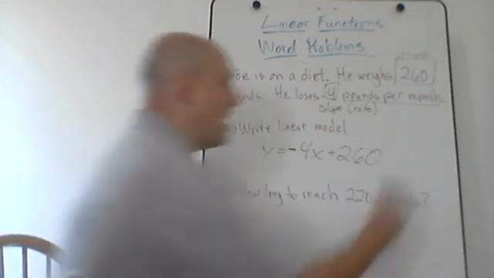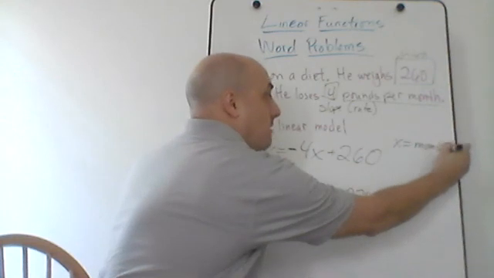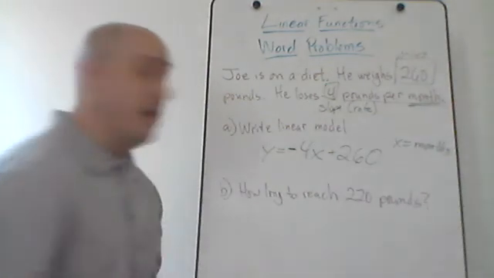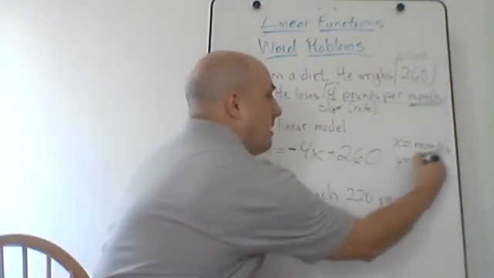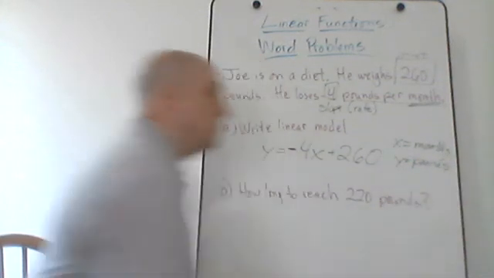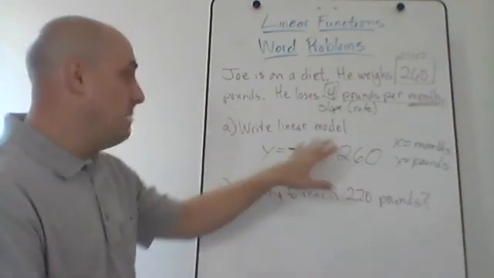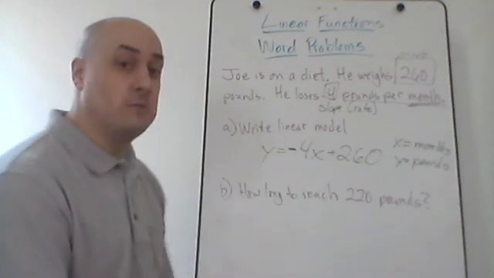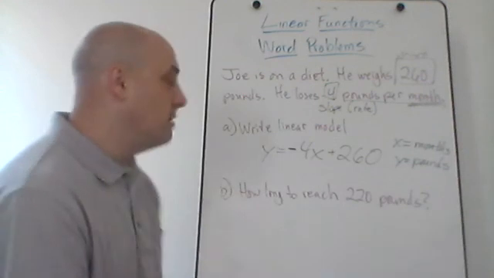All right, and here my x represents months since he started his diet. And I know that because it's 4 pounds per month. Whatever time unit they give me there, that's going to be my units for the x. And then the y represents the number of pounds that this guy, Joe, weighs. So x is months, y is pounds. Again, just like that last example, write the equation, but then also tell what those variables represent. That makes it easier to do part B here, which asks us how long to reach 220 pounds.